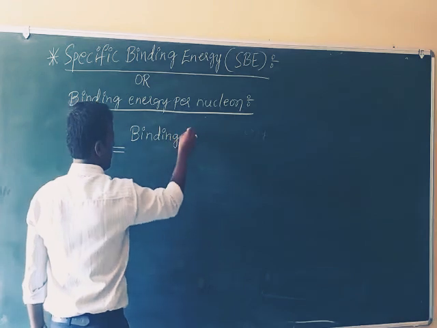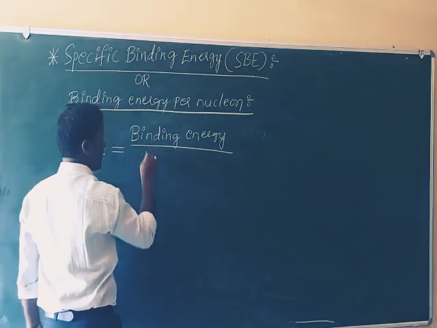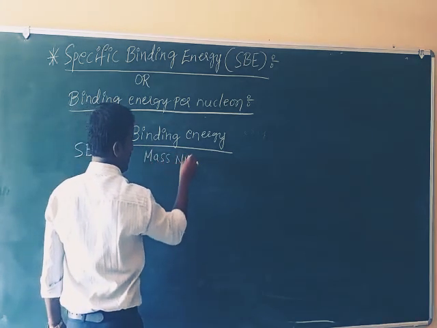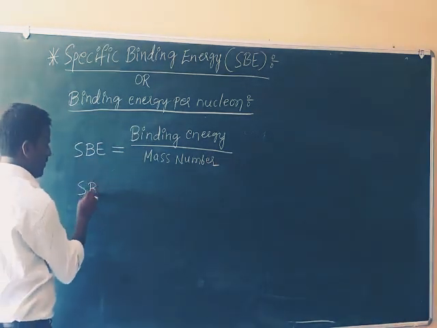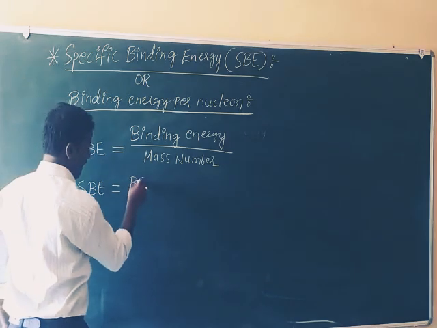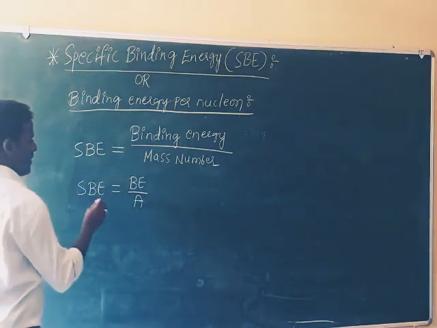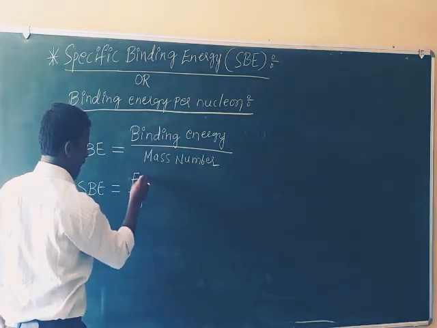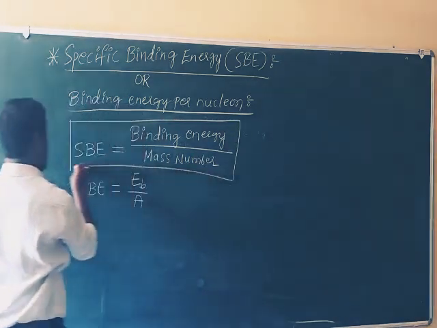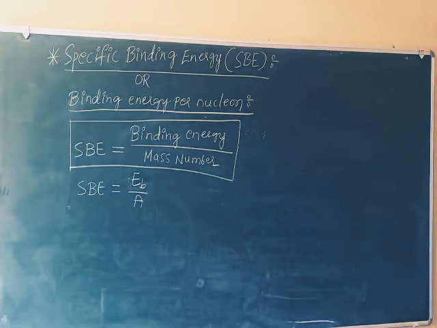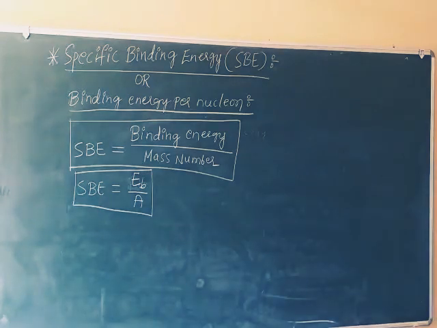Binding energy divided by mass number. Here the mass number is capital A, and the binding energy is EB. So what is the formula for finding specific binding energy? Binding energy divided by mass number, that is EB by A, right?